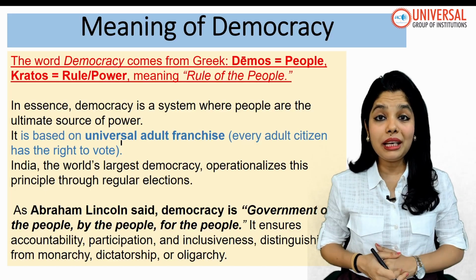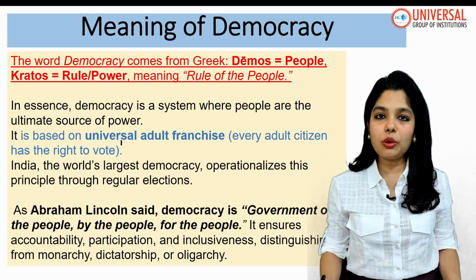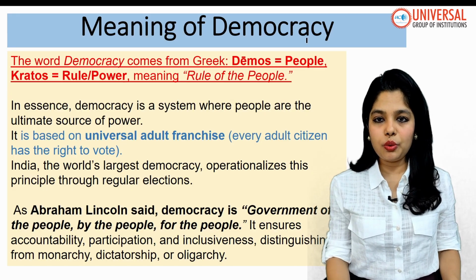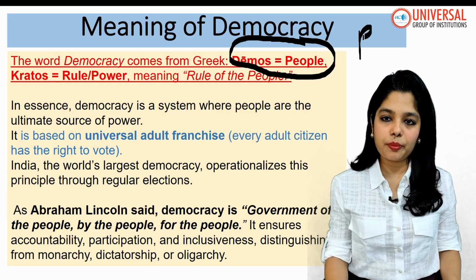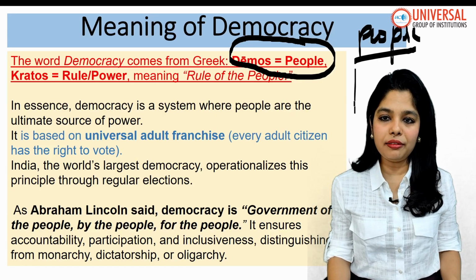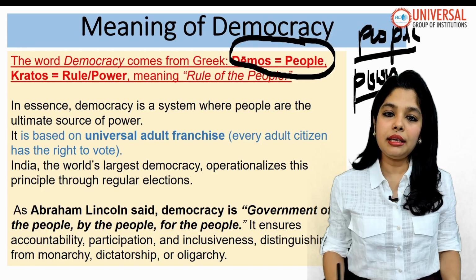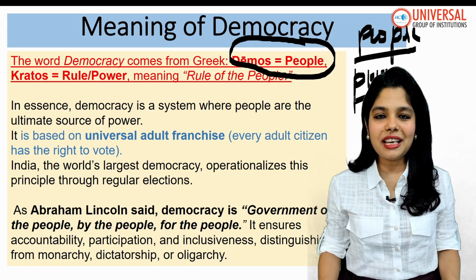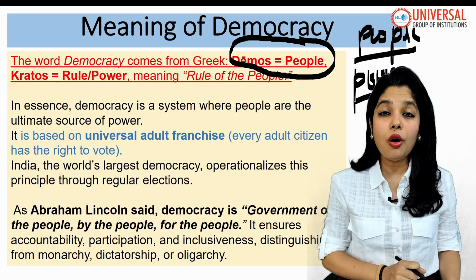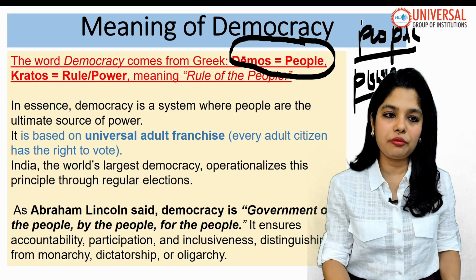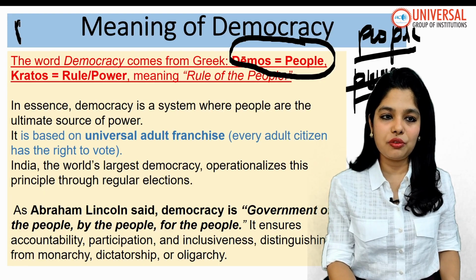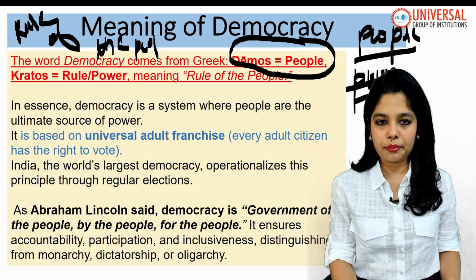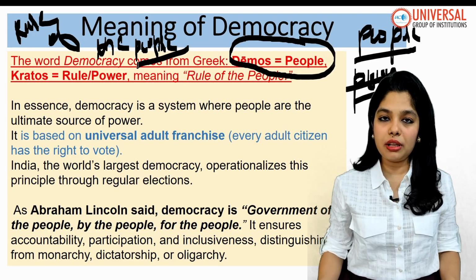Let's talk about the meaning of the word democracy. The word democracy comes from the Greek word demos. Demos means people, and kratos means rule or power. So democracy is the power held by the people, or the rule of the people. Finally, this is what we are discussing, which is called democracy.